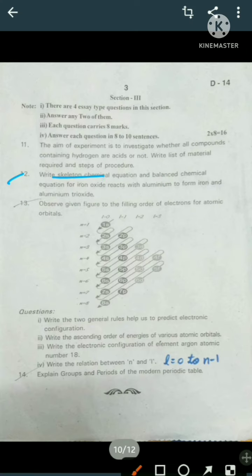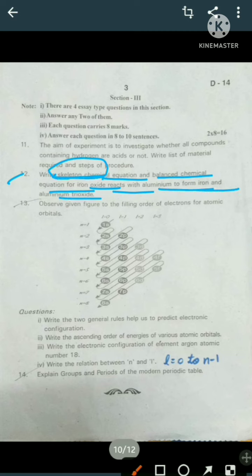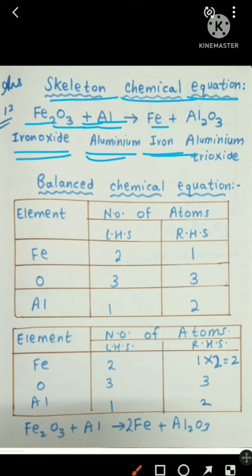Write the skeleton chemical equation and balanced chemical equation for iron oxide reacts with aluminium to form iron and aluminium trioxide. So you have to write skeleton chemical equation. Skeleton chemical equation means unbalanced chemical equation, and also you need to show balancing here in this answer because it is an 8-mark question. So we will write skeleton chemical equation and then we'll balance.